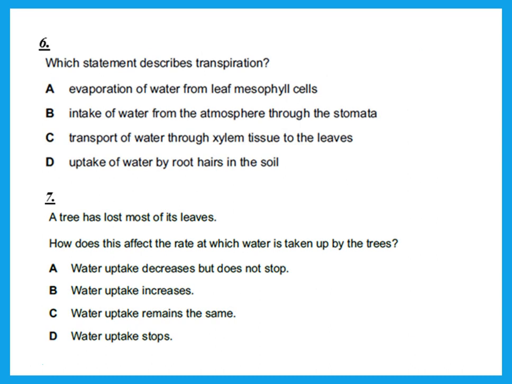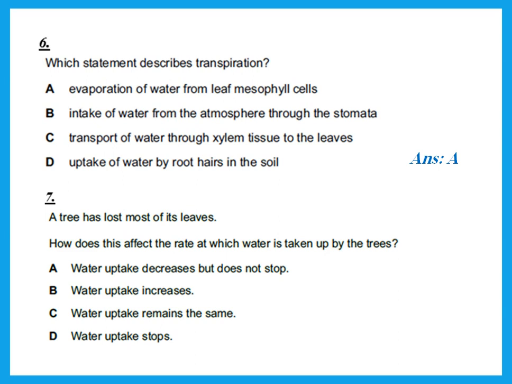Which statement describes transpiration? We said, what do we mean by transpiration? Transpiration is evaporation of water from the leaf mesophyll cells. That is transpiration. A tree has lost most of its leaves. How does this affect the rate at which water is taken up by the tree?